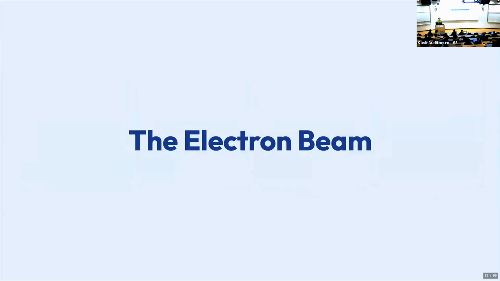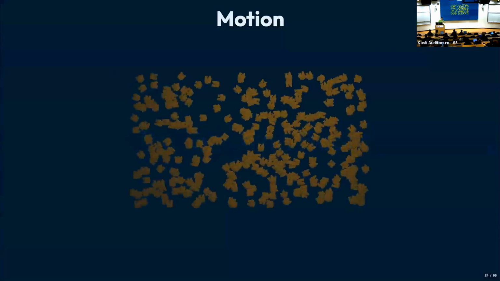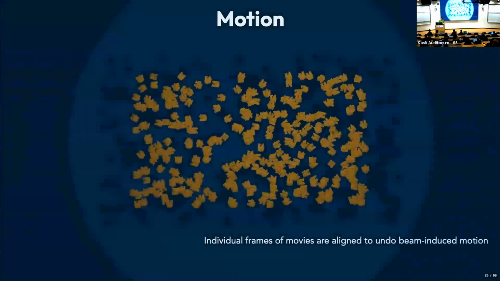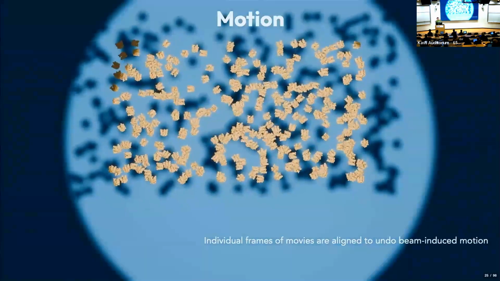There's some other things that happen once you actually expose your sample to the electron beam. The first is motion. So before you expose your particles to the electron beam, they're kind of nicely clustered in your little square. Unfortunately, the beam causes the ice to bow, the stage to shift, right? So you have this movement and spread of the particles once that electron beam hits them.